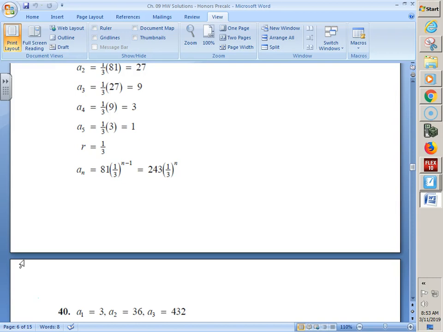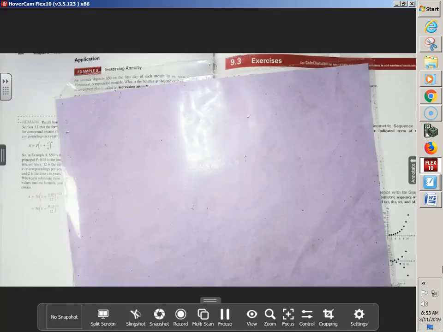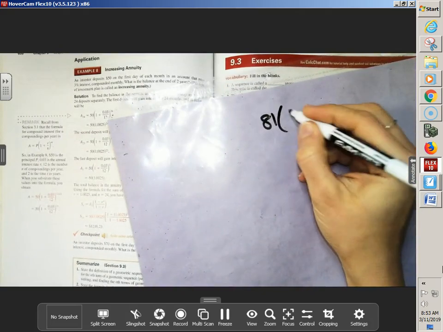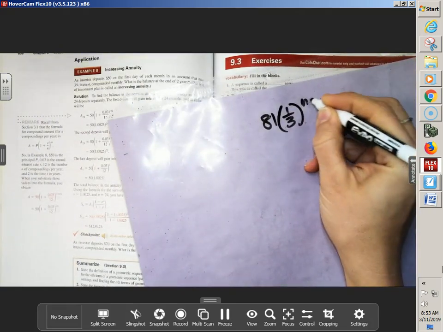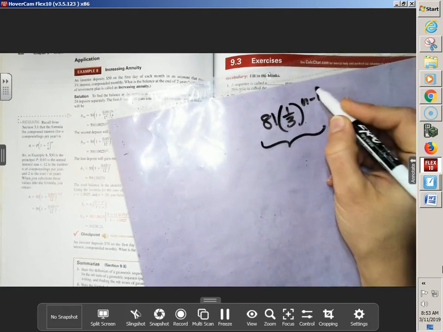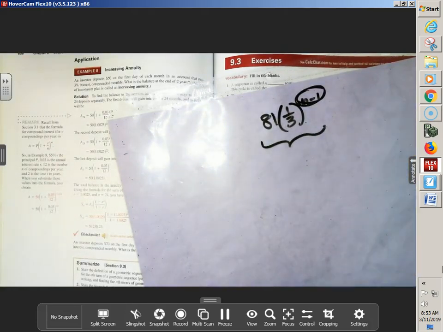Whoa, how did they make that jump? They did do n minus 1, but how did they do n minus 1? Do you guys remember how exponents work? This is something that Calc BC has been struggling with a little bit. If I have 81 times 1/3 to the n minus 1, what does subtraction in the exponents show?